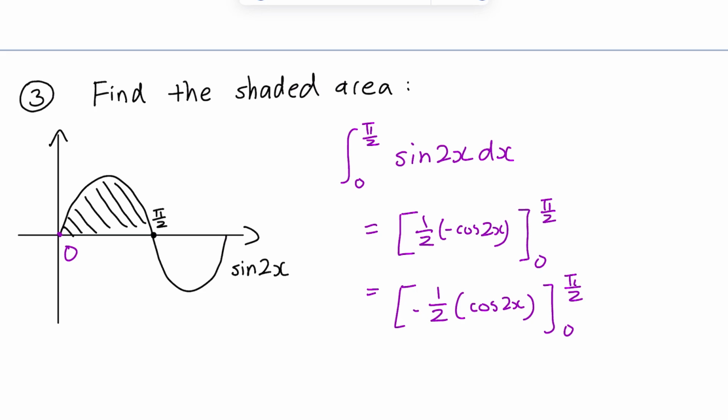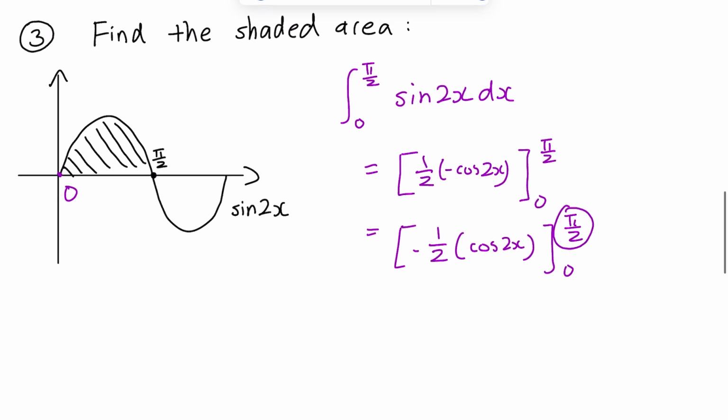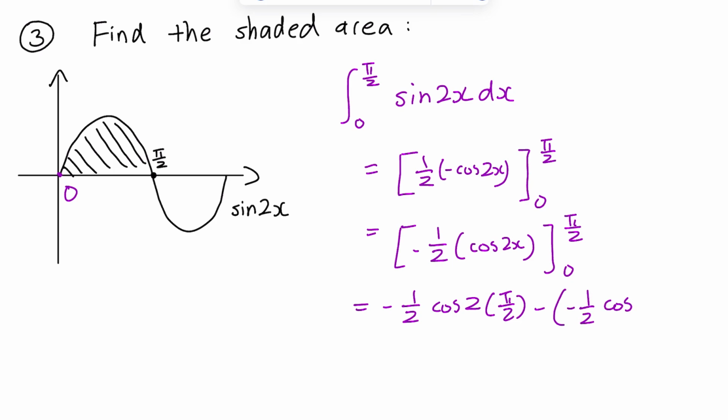Now, the next step is we want to plug these two values in and subtract them. So first of all, we do the upper bound. So negative 1 over 2 cosine 2 times pi over 2 minus, we plug the 0 in now. So minus cosine 2 times 0, which is basically just 0. So first of all, let's focus on this one. So we have negative 1 over 2 cosine pi plus 1 over 2 cosine 0.